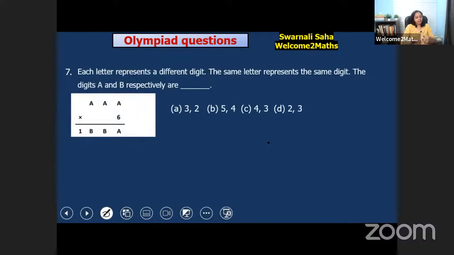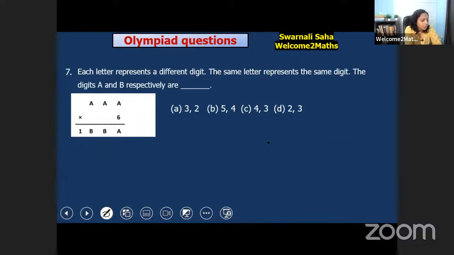Now this question is here. Question number 7. Let me read the question first. Each letter represents a different digit. The same letter represents the same digit. The digits A and B respectively are, there are 4 options here, and we have to find out which would be the right one.